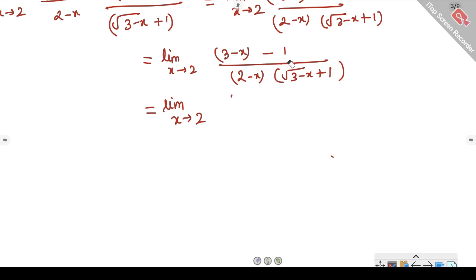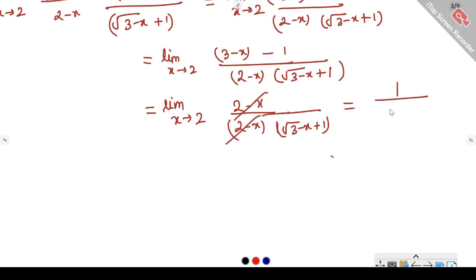3 minus 1 is 2, so this is 2 minus x over 2 minus x times (square root of 3 minus x plus 1). The 2 minus x gets cancelled, and now we can substitute directly. So this is square root of 3 minus 2, plus 1, which is 2. So 1 over 2 is the answer of this problem.